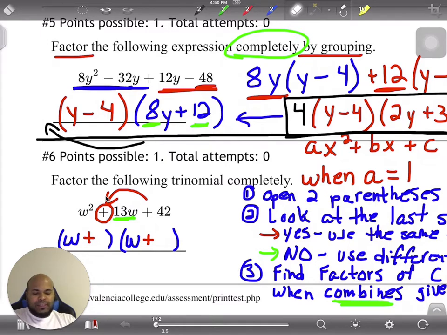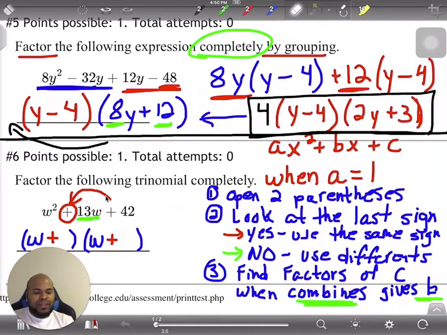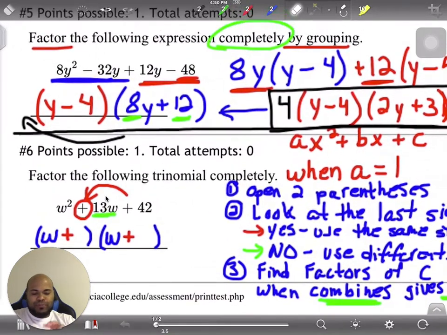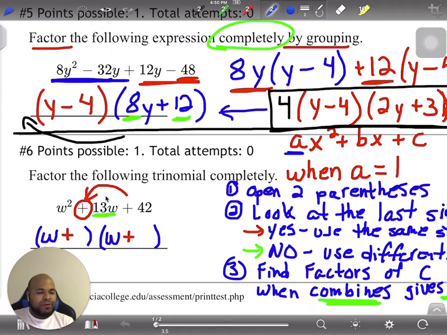So that was step 2, finding the sign. Step 3 is find the factors of C that, when you add or subtract them, or combine them, give you B. It's really important to remember A, B, and C in a quadratic function. A is the coefficient of x squared. If you look at w squared, that will be a 1 right there. That's why we said that A equals 1.